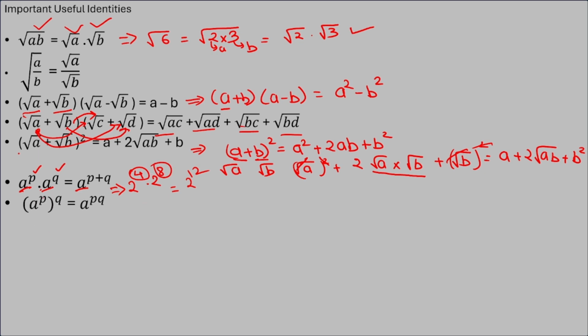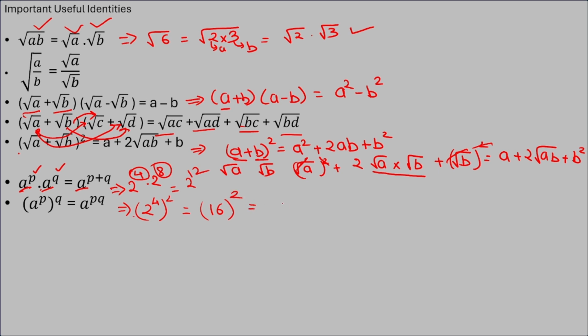Next is a raised to power p whole raised to power q. In that case, we'll just multiply p and q because it is a power of a power. Okay. So that's why we need to just multiply p with q. The example is again the same. Consider 2 raised to power 4 whole square. So 2 raised to power 4 actual value is 2, 4, 8, 16. Okay.